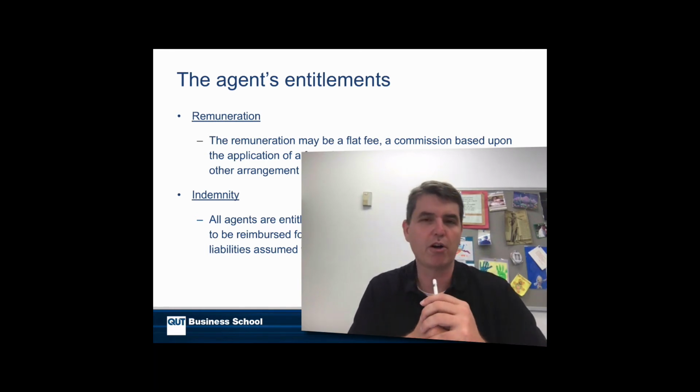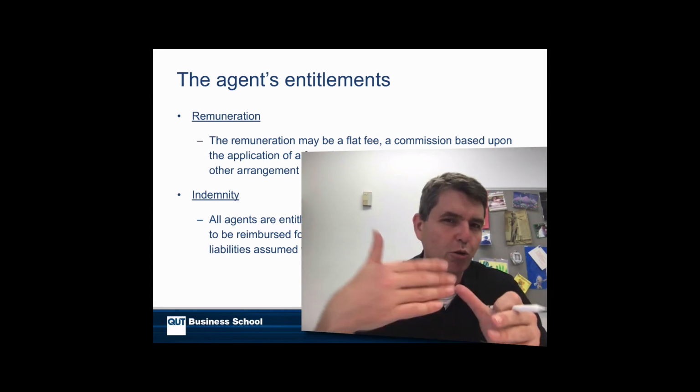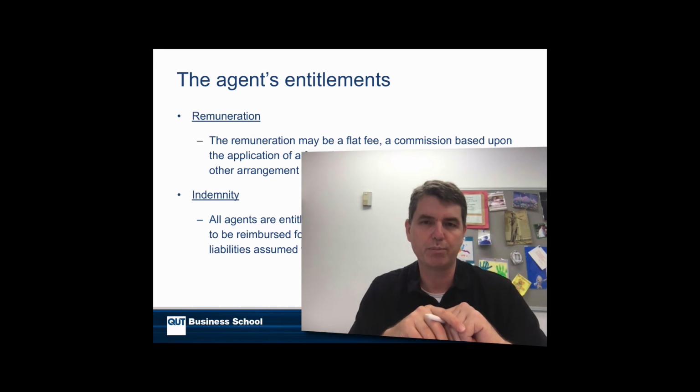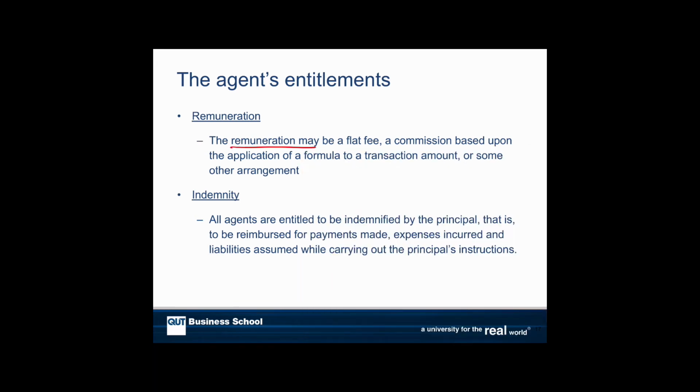The second thing you're entitled to is indemnity. So what does that mean? That means that even though you're entering a contract with the third party, you're indemnified by the principal. Again, the agent is entitled to remuneration, no matter what form that is, if it's a fee, a commission, or a formula, but the agent is entitled to be paid for what they do. The second thing, though, is this important indemnity. It means you'll be reimbursed for the payments you make, expenses, but also, really importantly, the liabilities you assume when carrying out the principal's instructions.